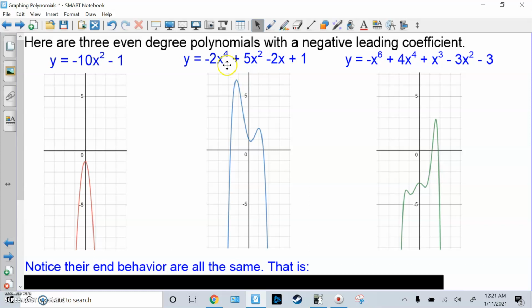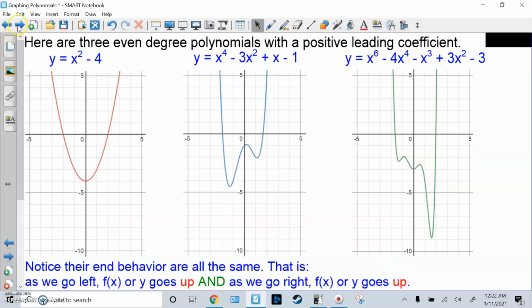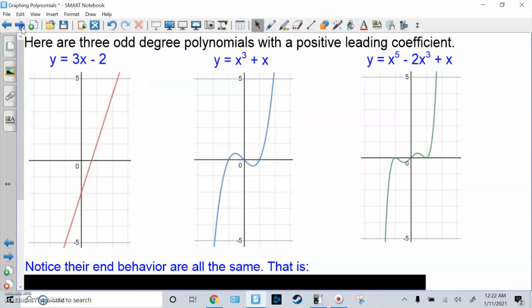Because here, degree is 4, leading coefficient is negative 2. Here degree is 6, leading coefficient is negative 1. Here degree is 2, leading coefficient is negative 10. But anyways, there's still all the same end behavior. When we go left, we go down. When we go right, y goes down. That should make sense, because we're just flipping the parabola upside down now. Instead of up, up, it now goes down, down. You're allowed to flip end behavior as well.